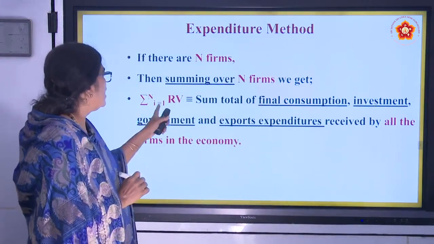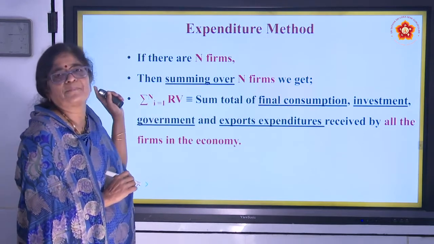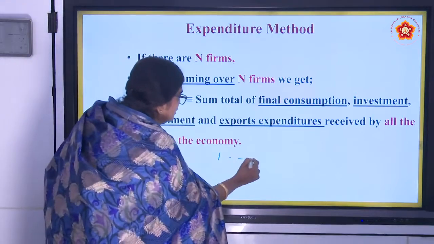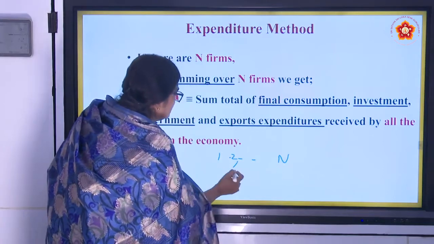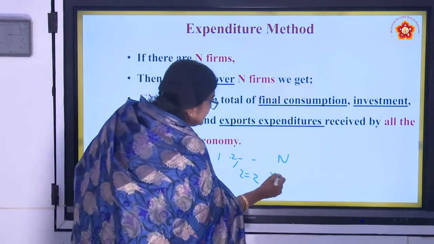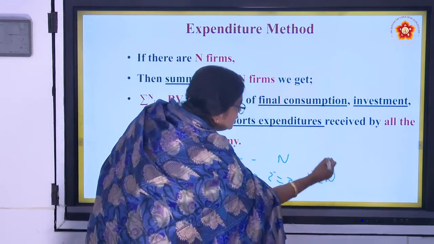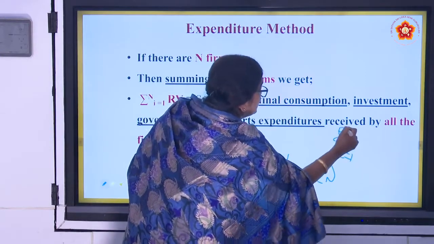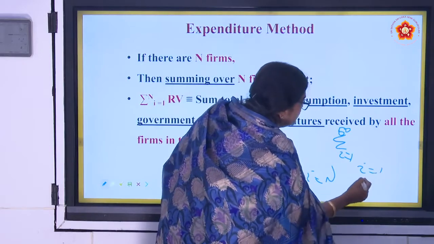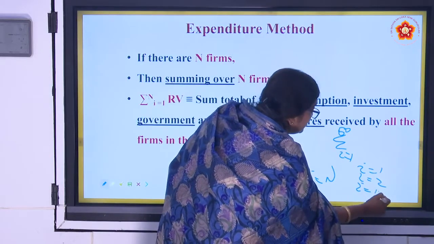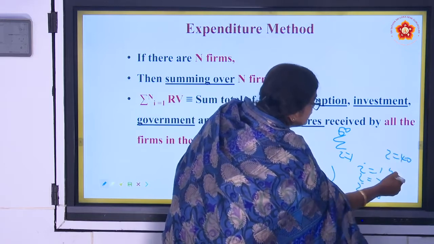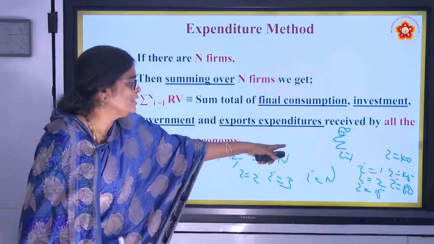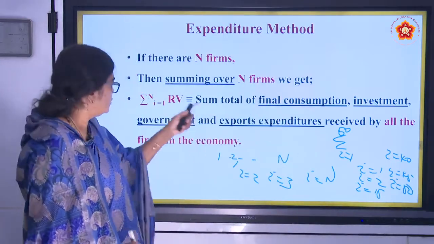i is equal to 1 to N, with N number of firms. Therefore, i can take any value between 1 and N. For the second firm, i can take the value 2, then 3, and up to N. For example, I am writing i equals 1 to 50. Then i can take 1, 2, 15, 40, 45, or i may be the 50th firm. Therefore, this is the meaning of i equals 1 to 50. Summation means you are going to add it.